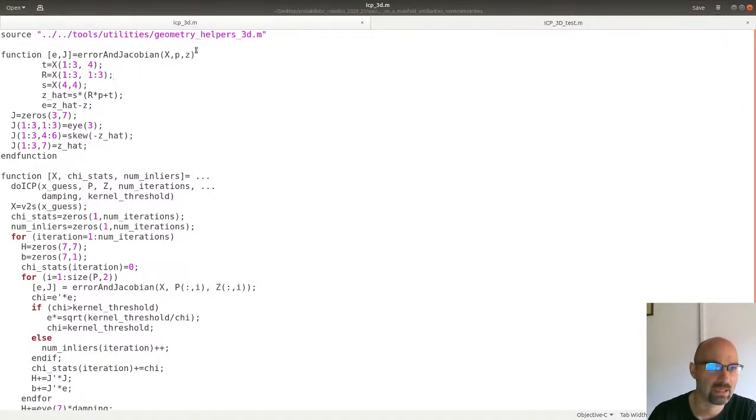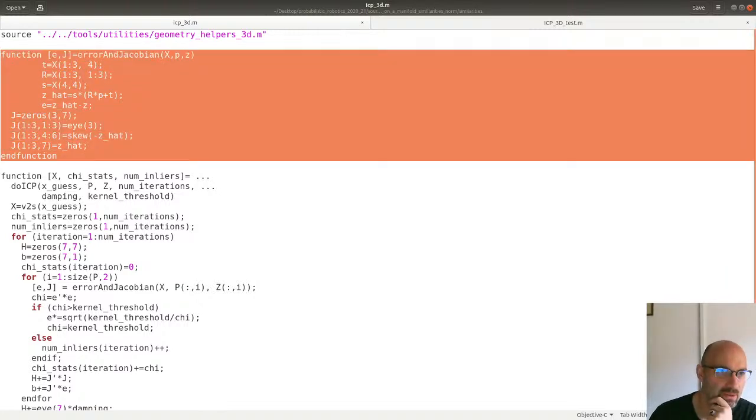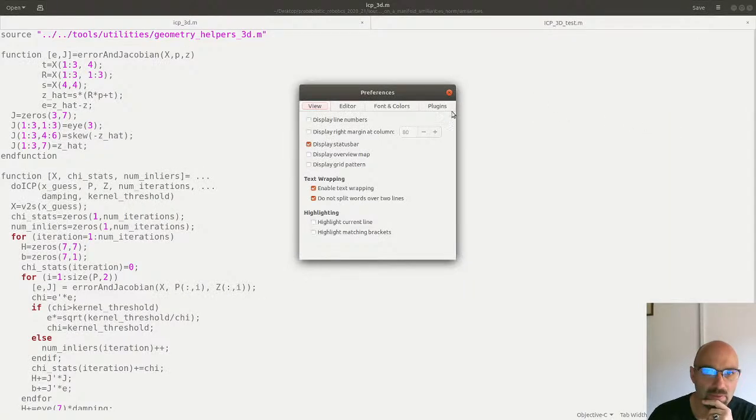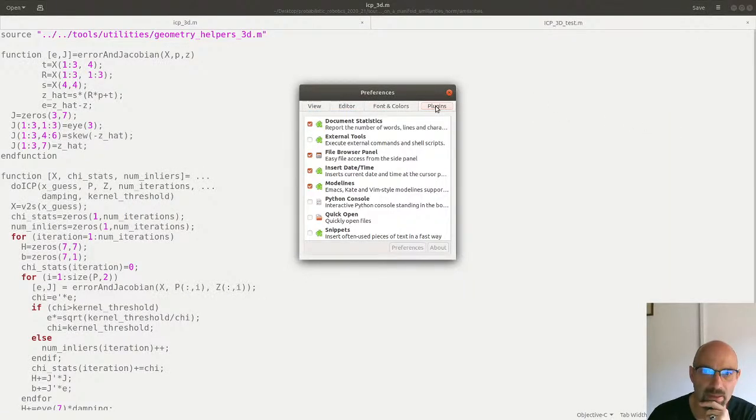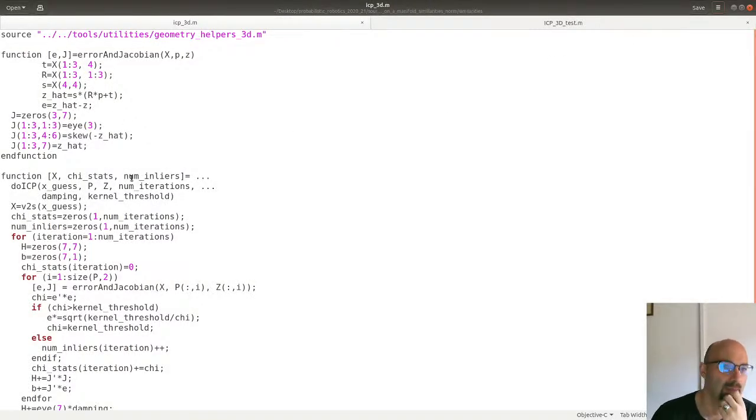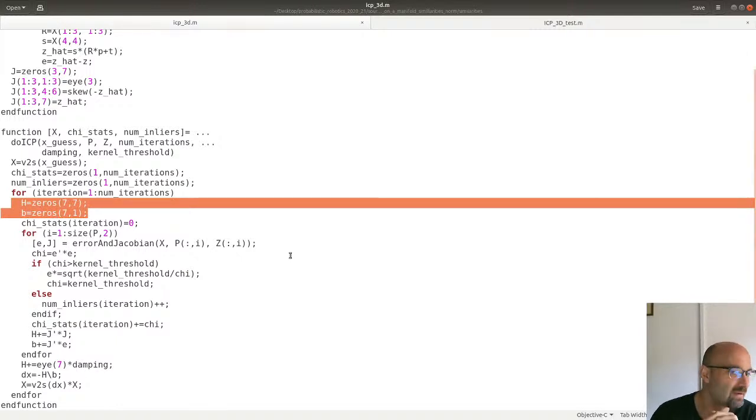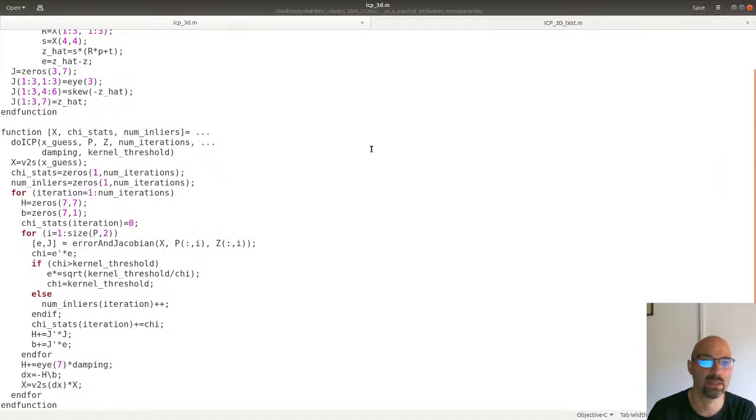So in ICP 3D.m you find the functions that I was commenting before. You have the error and Jacobian, and maybe there is some sort of settings, preferences, font and colors, but I don't know in this editor how to enable the highlighting, but we will live without. This is the ICP function, and coherently, the registration function that with an abuse I always call do ICP. The pattern is always the same, only that the linear system now is 7 by 7 because my perturbation vector has a dimension 7.